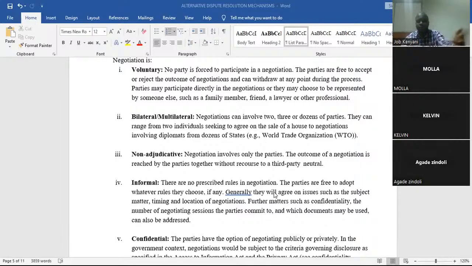You can just meet informally, even in a restaurant, and simply negotiate. You can just sit for maybe 3 minutes and negotiate and agree on a matter. So the parties are free to adopt whatever rules they choose, if any. If any, it is not a must that they be there.